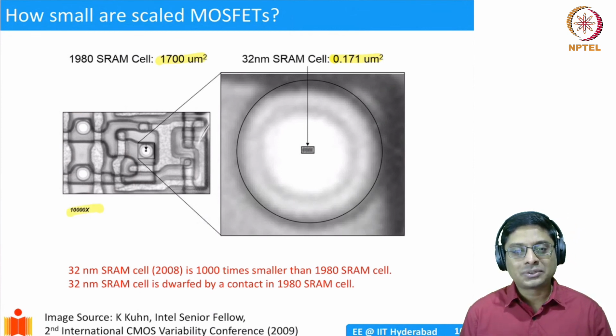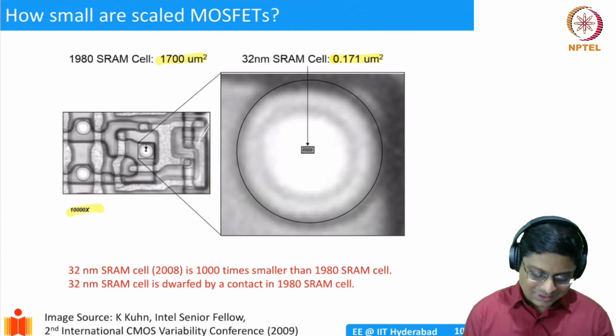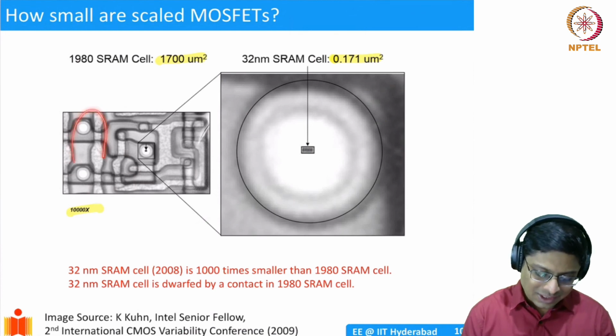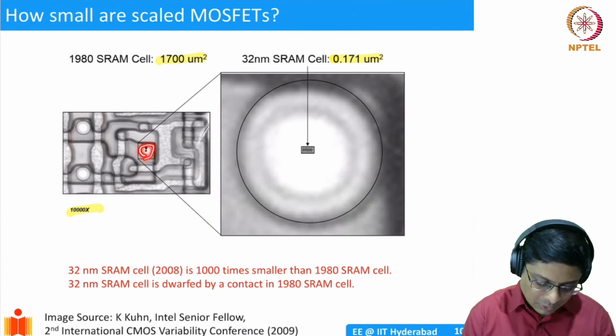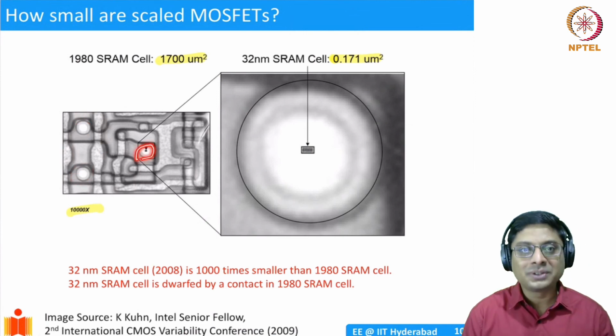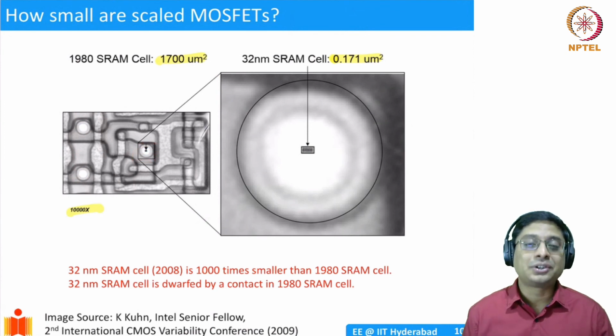Whatever is today's SRAM cell would be much smaller than the contact. In this, you will probably not understand what all these things mean here. So these are all some connections and some contacts. You see here, these bright spots are the contacts. So your SRAM cell is probably going to be very, very small compared to the contact of 30 years back. That is the extent of technology that has advanced.